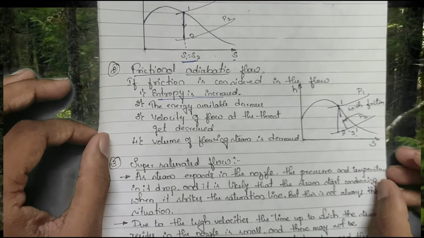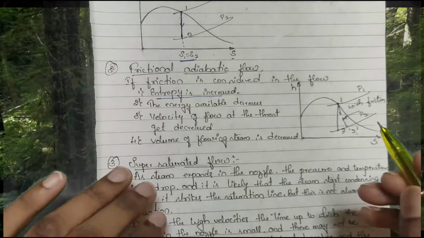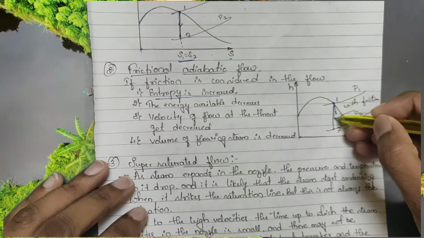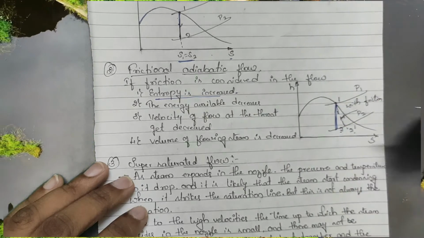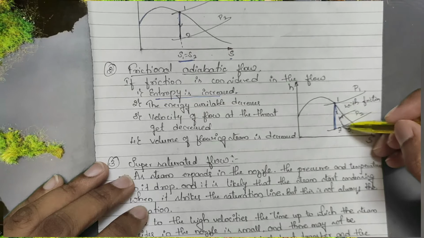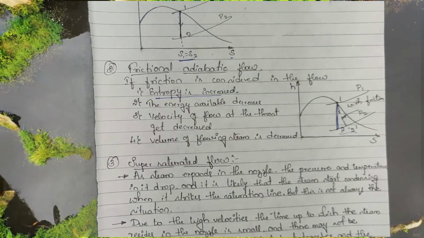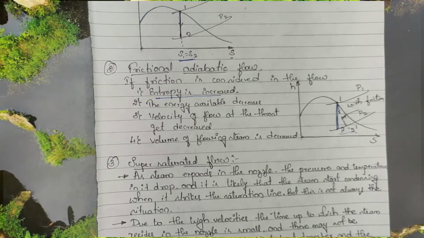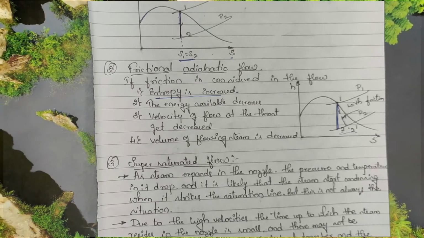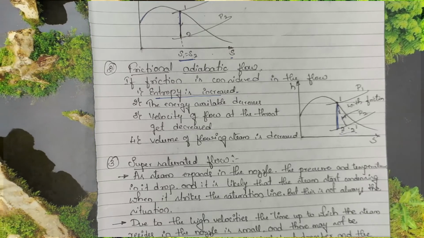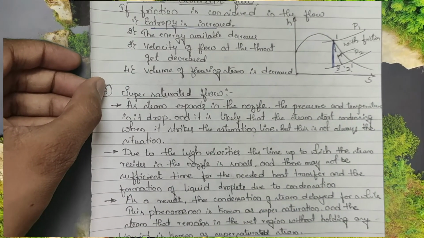Similarly, frictional adiabatic flow. As you know, if you consider friction, there is an increase in entropy. See, 1 to 2 is the frictionless flow, without considering friction. If you consider friction, you can observe a dotted line. So there is an increase in entropy. Here, as I said, entropy increases, energy decreases, velocity at the throat decreases, then the volume of the flowing steam decreases. So efficiency decreases.